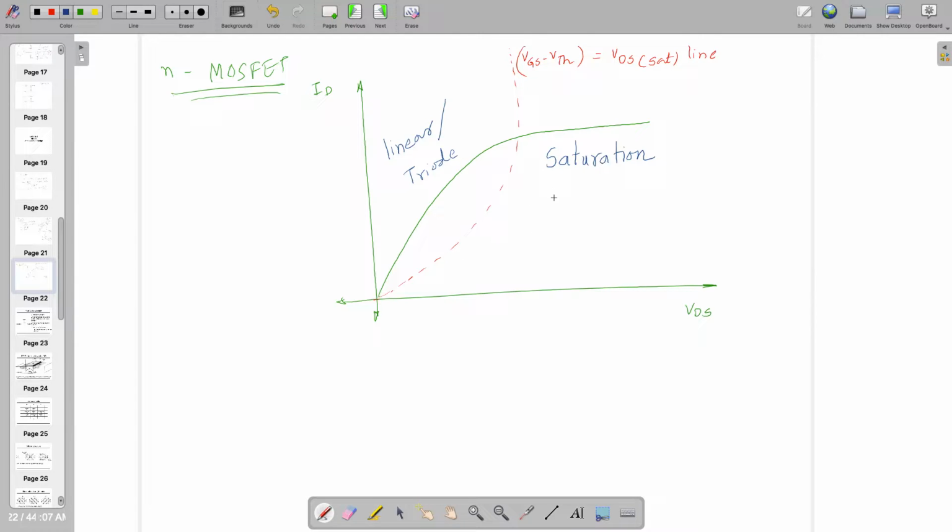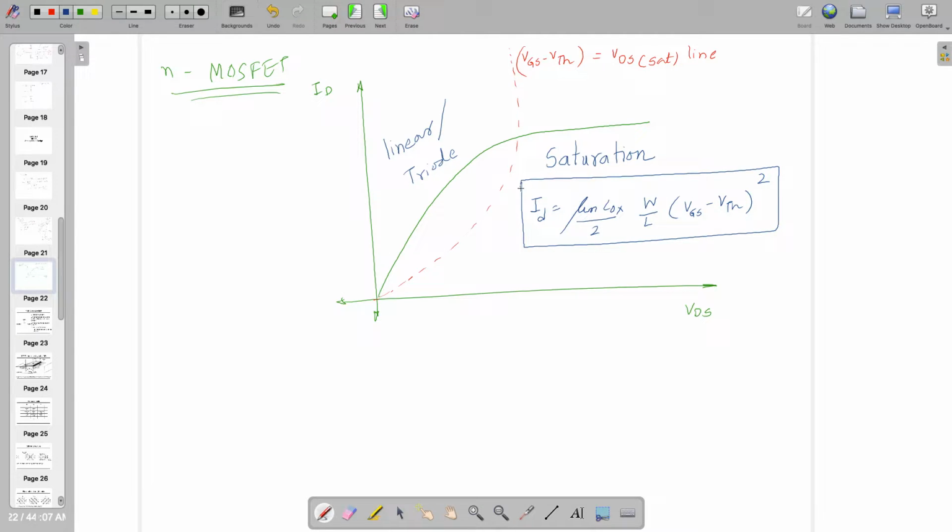So in saturation, the current equation is mu n Cox by 2 W by L (VGS minus VTH) squared. This is the equation. We are not going into the detail of how it has been derived. It's physics, so it will take at least 7-8 lectures if I start teaching this one. So it's not part of this course.